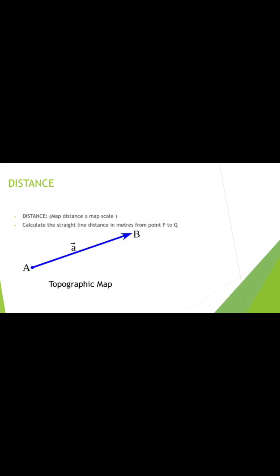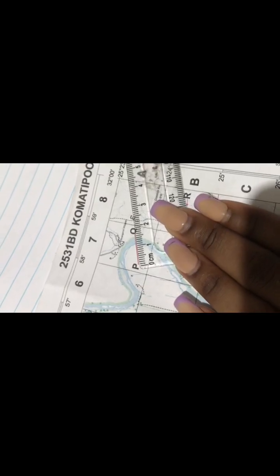So our first calculation is distance. Distance is the actual distance between 2 points, and it uses the formula map distance times scale difference. The scale difference will be according to the map that we use. So let's do it practically. Let's calculate the straight line distance in meters from point P to Q using our topographical map. You place your ruler using the centimeter side to measure.